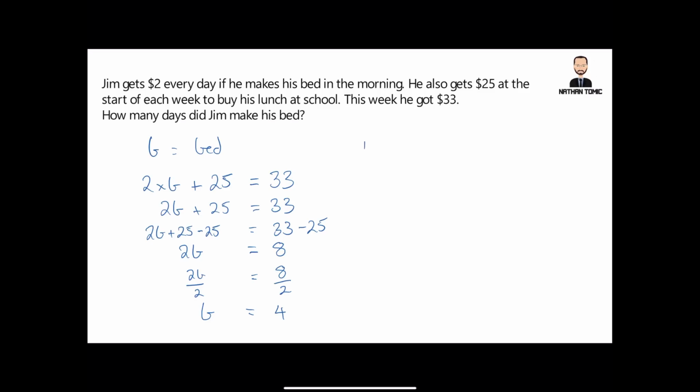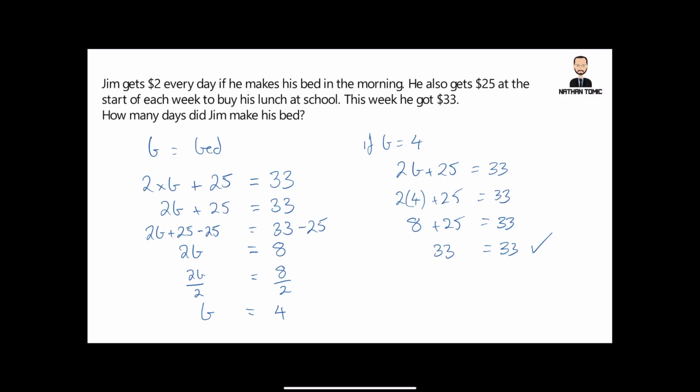Let's check it out. So if B equals 4, our equation was 2B plus 25 equals 33. Replace the B with what we think it is, which is 4. 2 times 4, of course, is 8, plus 25 equals 33, and 8 plus 25 is 33, equal to 33. So, of course, they are both correct.